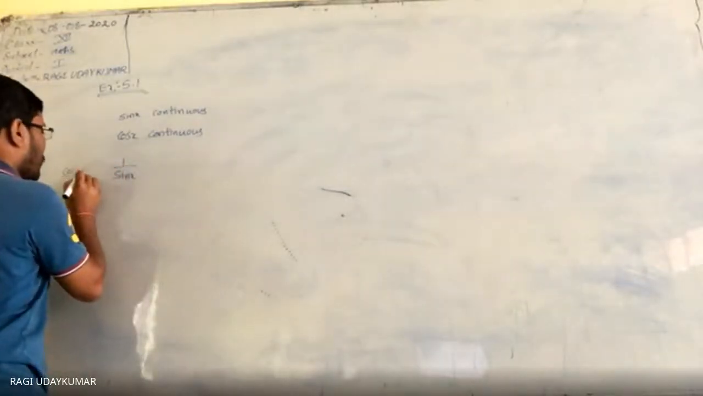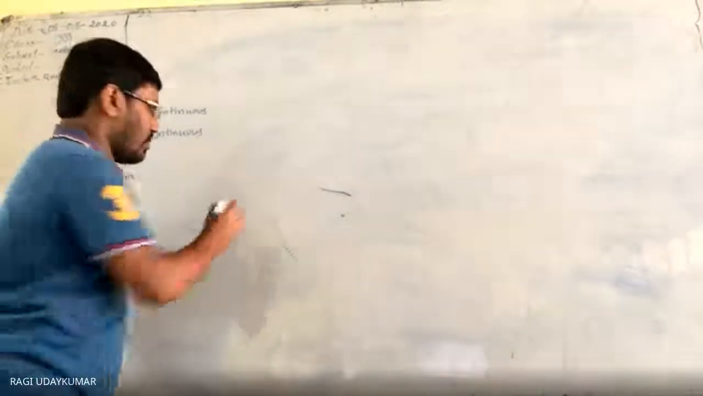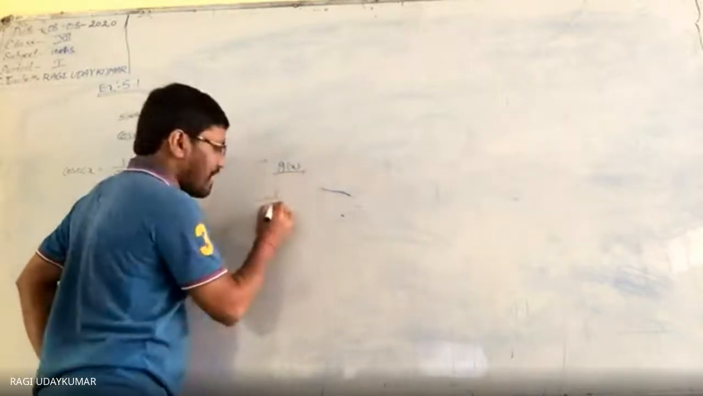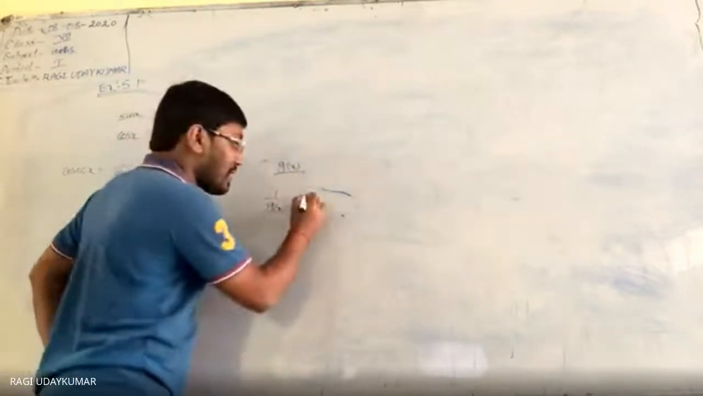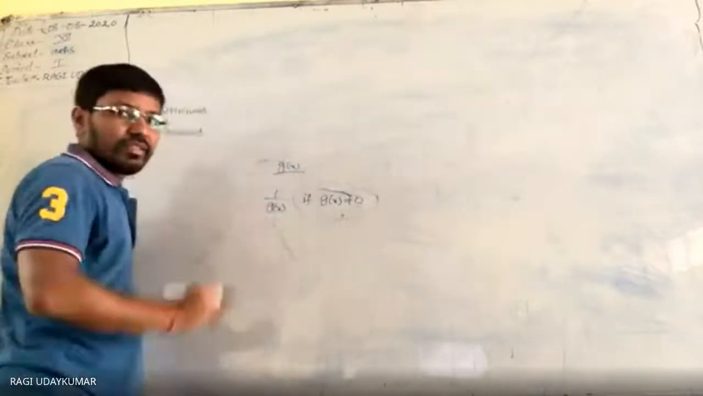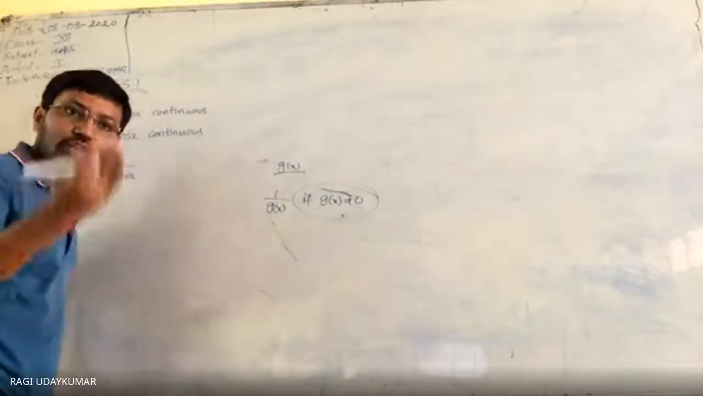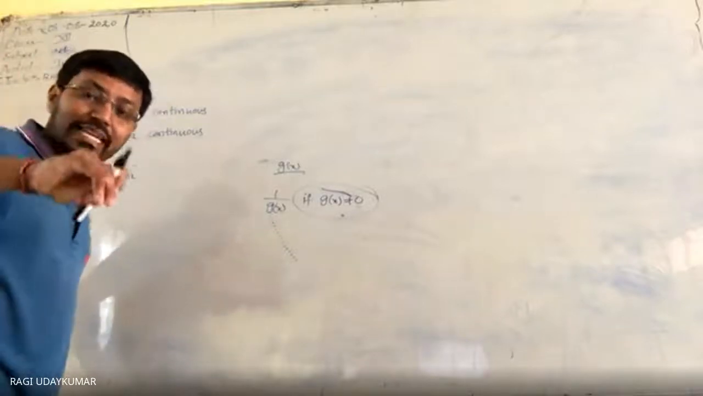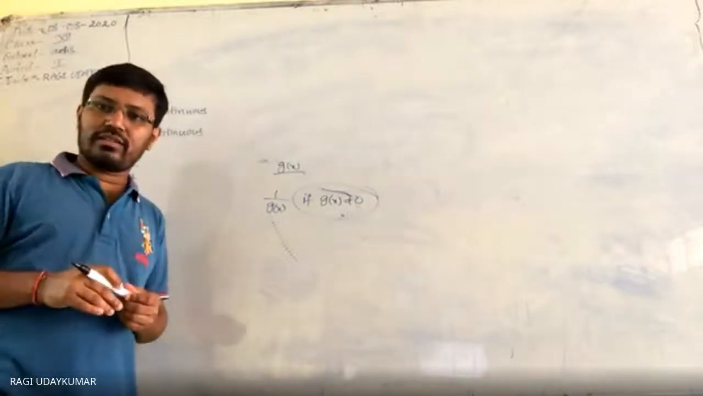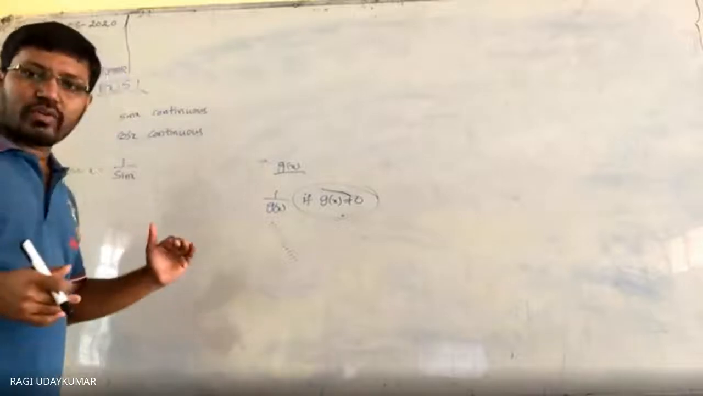But consider 1 by sin x, that is cosec x. Do remember, g of x is continuous means 1 by g of x is also continuous if g of x is not equal to 0. Cosec x is nothing but 1 by sin x, so it is continuous where sin x is not equal to 0. Where sin x is equal to 0, you will get n pi.